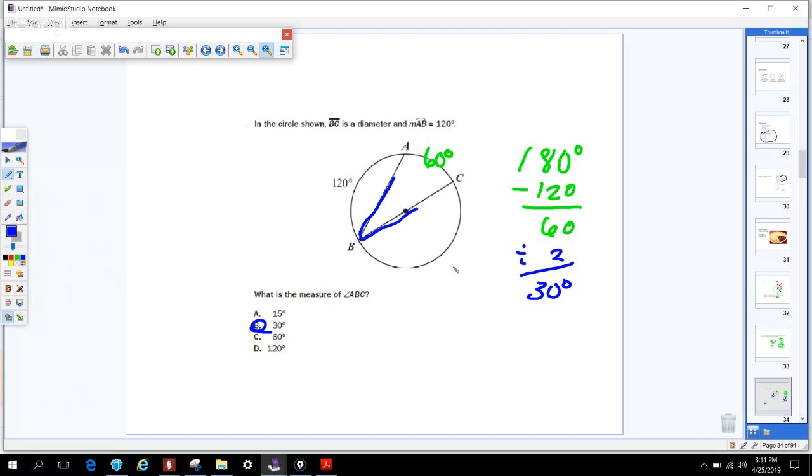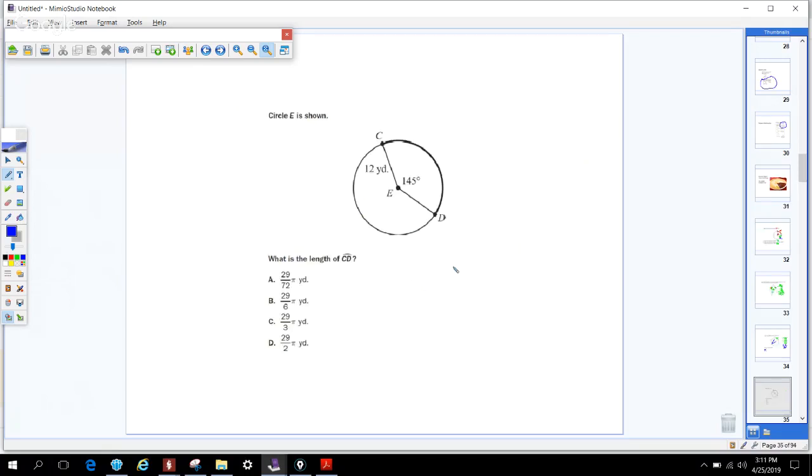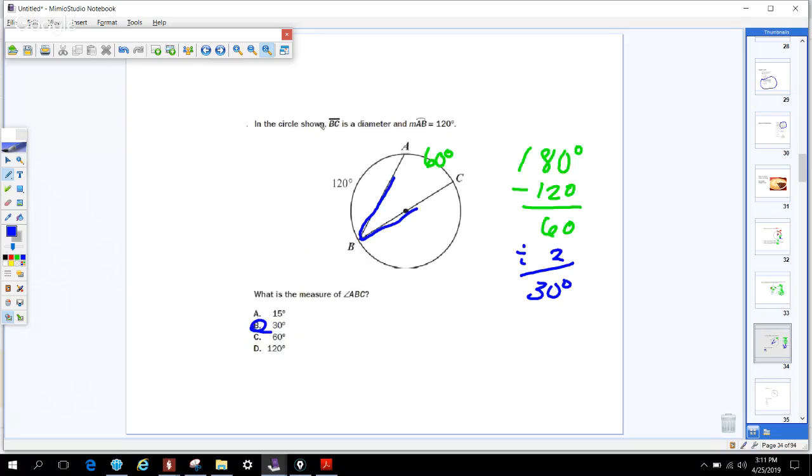I divided by 2 because arc to angle you divide by 2. 60 divided by 2 is 30. So what happened is, we know that ABC was a diameter. We subtracted 120 because this arc is 120. That left 60 for this arc. Then we divided 60 by 2 to get this angle, which is 30.